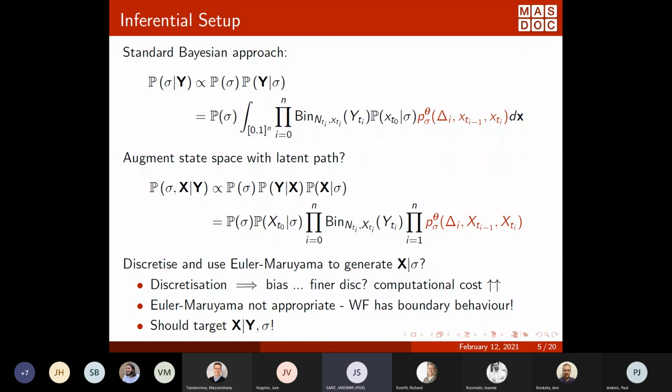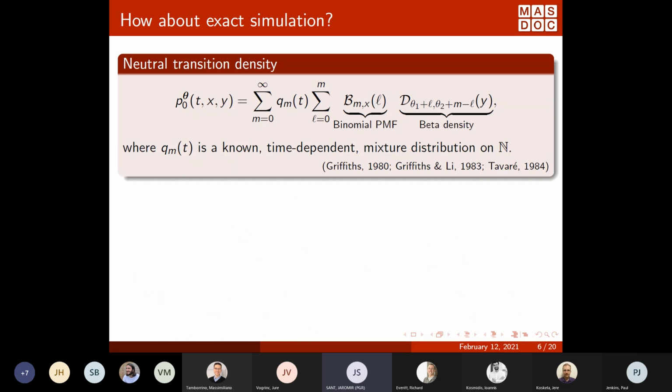Okay, so this slide was mostly there just to motivate why discretization perhaps is not quite as nice as it might seem. And so we approached this problem by saying, okay, can we get something from this that would use exact simulation that would help us in dealing with this intractable quantity? So perhaps the best way to explain this is to look where we are in terms of exact simulation for the Wright-Fisher diffusion. And to do this, we just start with a neutral Wright-Fisher transition density. So now we just need to care about, so now sigma is just set to 0.